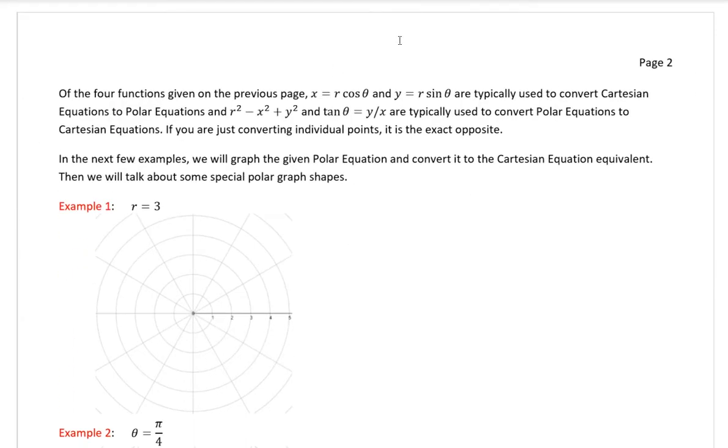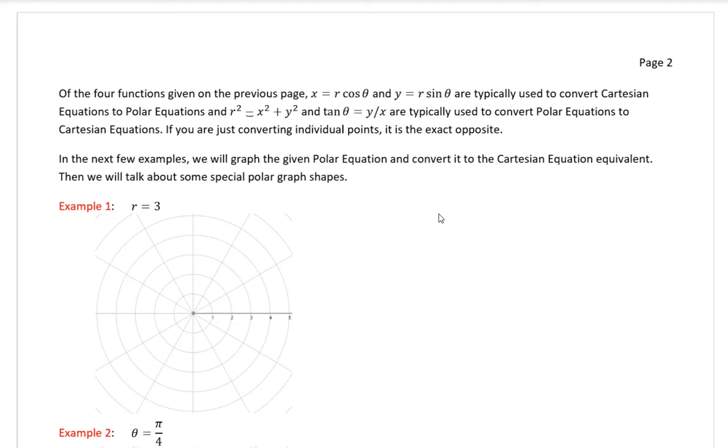So I talk more about that again, saying that r cosine theta and r sine theta are typically used to convert Cartesian equations to polar, whereas the other two are typically used to convert polar equations into Cartesian. And then if you're converting individual points, so like an x and y coordinate, then you're actually usually doing the opposite. Because if you have an x and a y, then you can find theta. If you have an x and a y, you can find r.